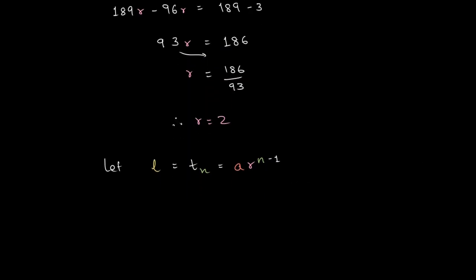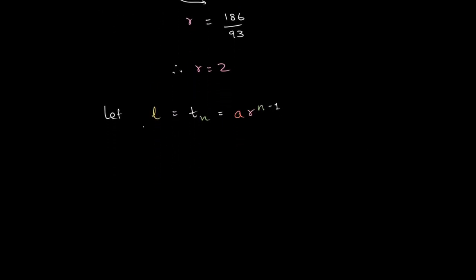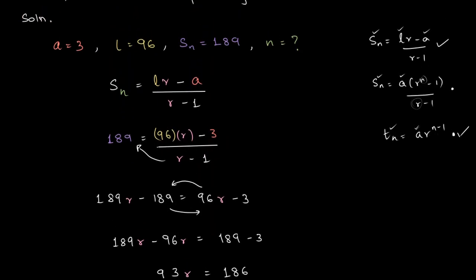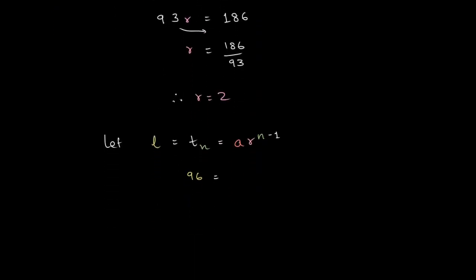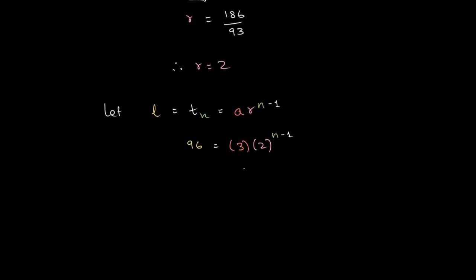So let's start plugging in the values. The last term we know is 96, right? So we know the last term in the series is 96, which is equal to, the first term is given to us to be 3, if I remember correctly. Yeah, L is 96, A is 3. First term we know is 3, so plug that in. R we found to be 2, so let's plug that in as well, to the power n minus 1.